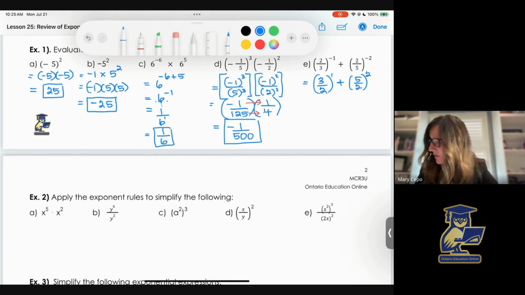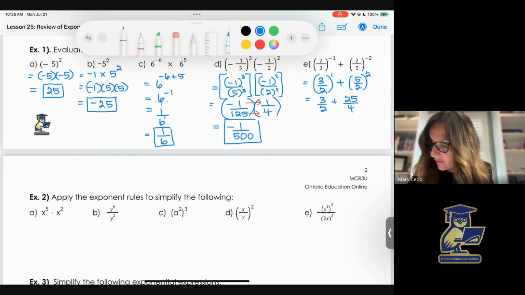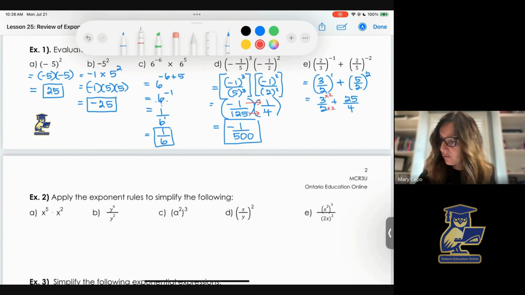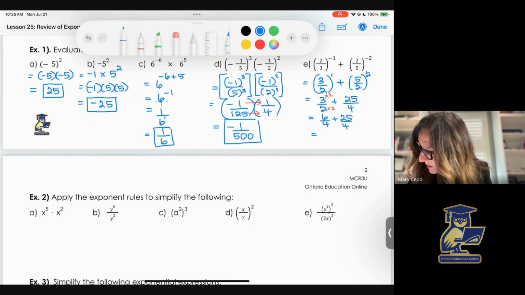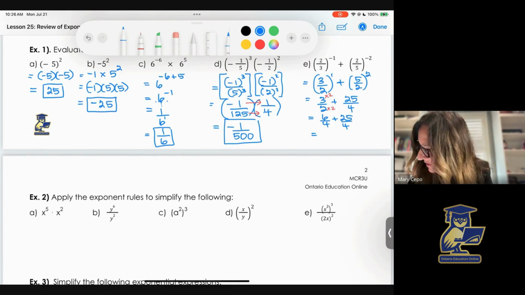So this becomes 3 over 2 plus, here we can use the power of a quotient rule. So we're going to take 5 to the power of 2, which is 25, over 2 to the power of 2, which is 4. And then, of course, when you're adding fractions, you have to have a common denominator. In this case, it is 4. So we're going to multiply numerator and denominator by 4. And this becomes 6 over 4 plus 25 over 4. We keep the denominator, add the numerators, 6 plus 25, which is 31 over 4.